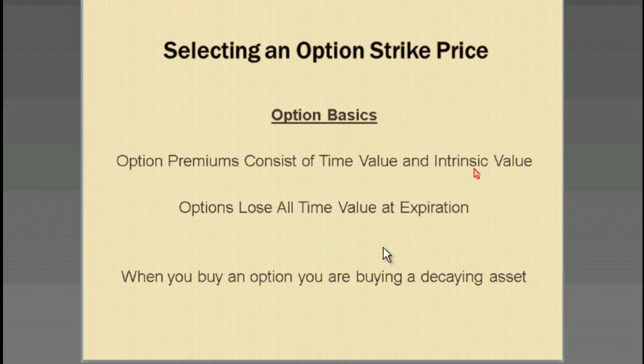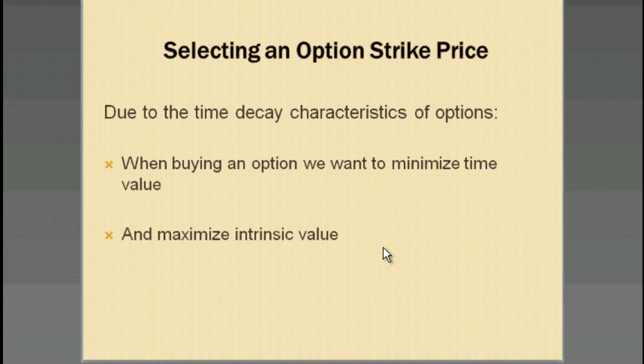Option premiums consist of time value and intrinsic value. And options lose all of their time value at expiration. So when you buy an option, you're buying a decaying asset, and each day that option is going to decay. So if you buy an option, you're buying a decaying asset, and then at expiration, options lose all of their time value. So you have to keep that in mind when you're trading options.